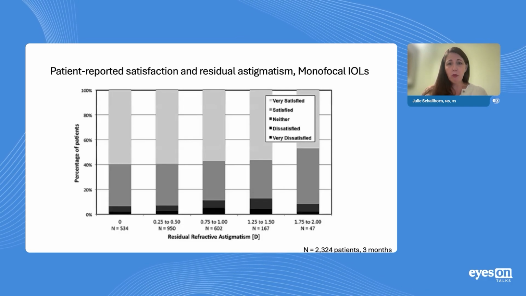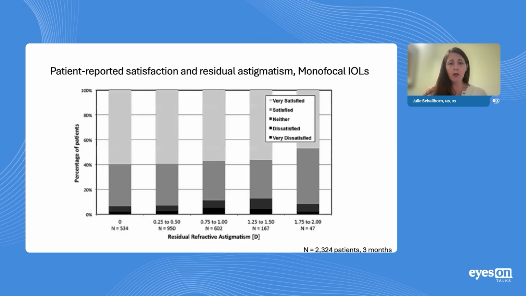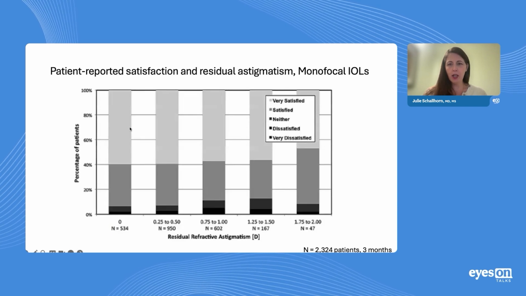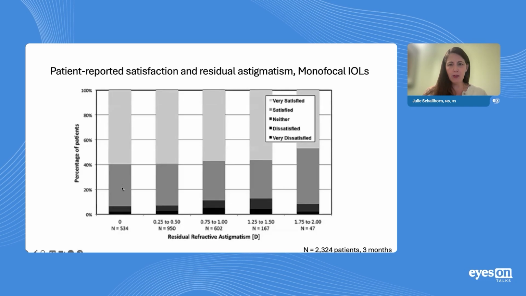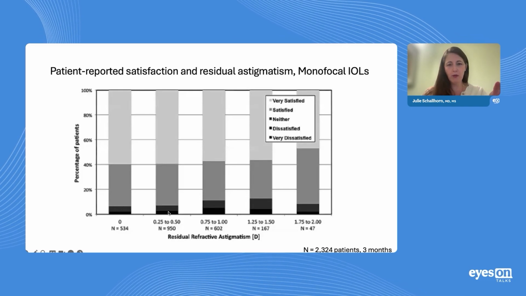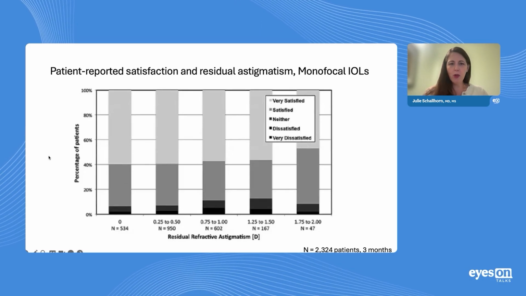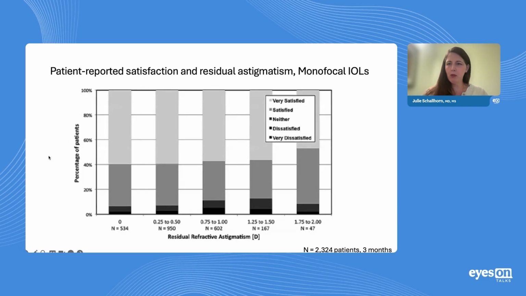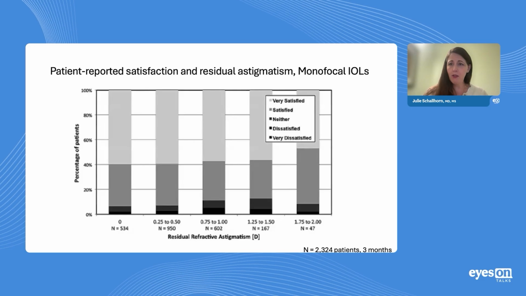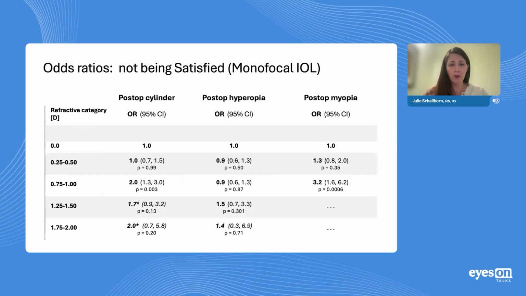This is looking at patient-reported satisfaction at 3 months after surgery and residual astigmatism in monofocal lenses. When we look at this, we can see, and in here the light gray is very satisfied, the dark gray is satisfied, and then the darker gray and black are neither satisfied nor dissatisfied or very dissatisfied. When we look at this increasing amount of residual cylinder, we actually see a decrease in the amount of patients that report they are very satisfied and satisfied. So that visual acuity that they're noticing is having an impact on their quality of life and how they feel their vision is.